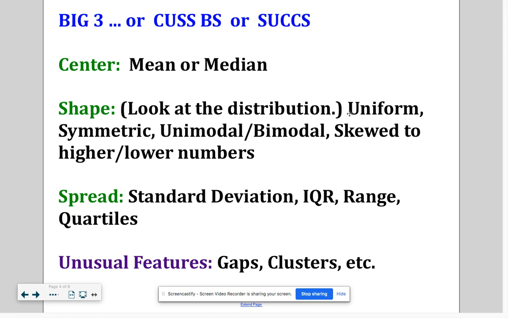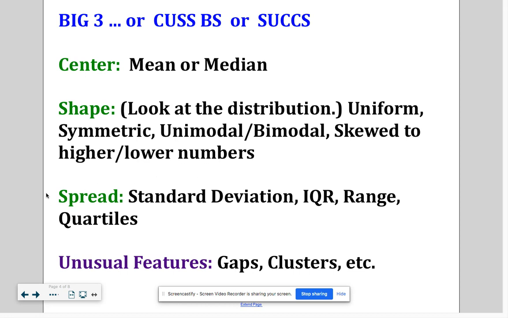And then the shape, there's different ways of talking about the shape depending on what you're seeing. You have uniform, symmetric. It could have different modes to it, either bimodal or multimodal. It could be skewed to the higher numbers or lower numbers, and I'll show you in a second what I'm talking about. And then also the spread.